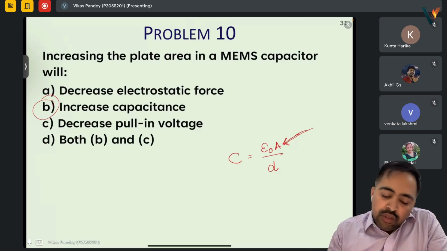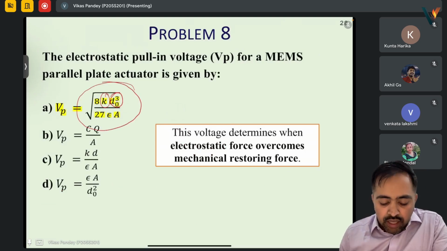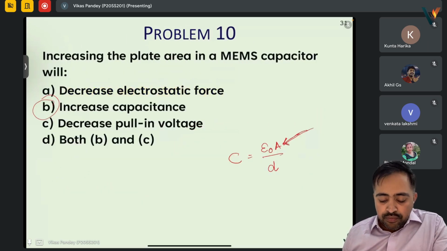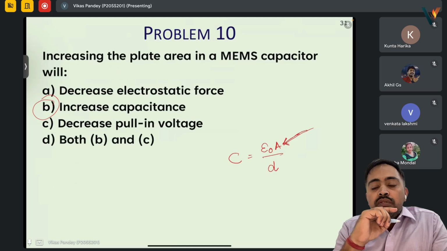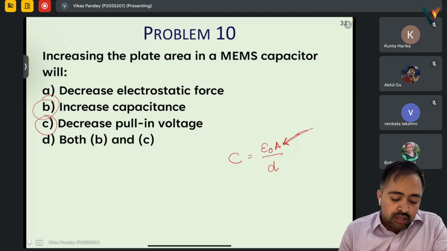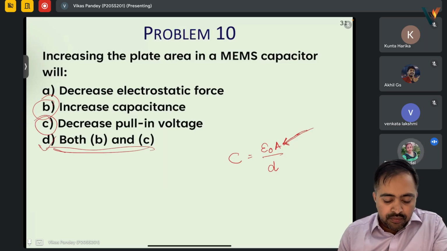Now, if you see the equation of pull-in voltage, which we saw just before, is there any relation with A here? A is in the denominator. Since A is in the denominator, pull-in voltage will increase or decrease? Decrease. So C is also correct. So we can say both B and C are correct, right?